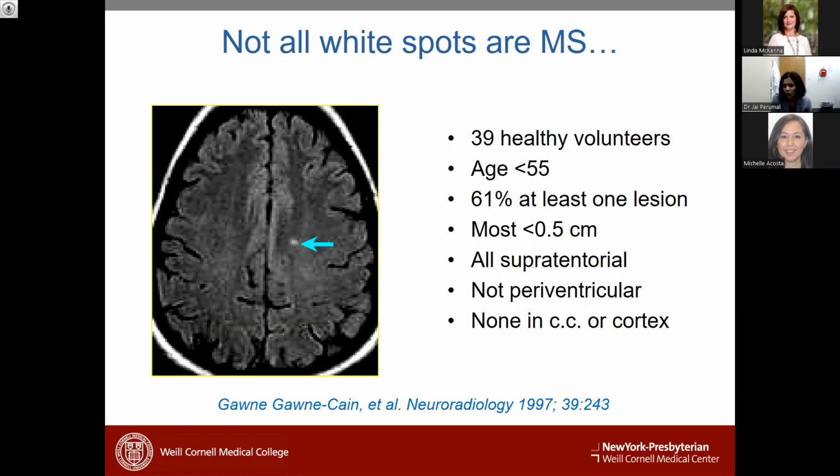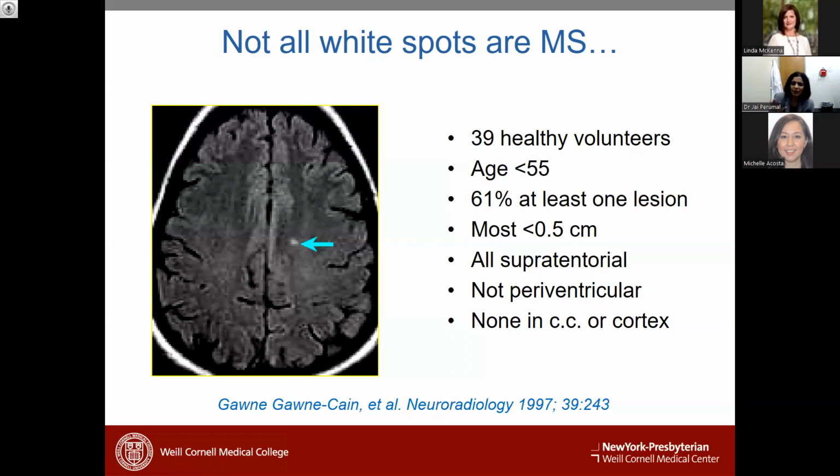So this was an older study, and they actually looked at fairly younger patients, like less than 55. And even in that patient population, 60% of them had at least one spot. So now if you look at an older population, more than 60 years, the incidence of finding things like this is going to be very, very high. You're going to see one or more of these spots on the majority of these patients.